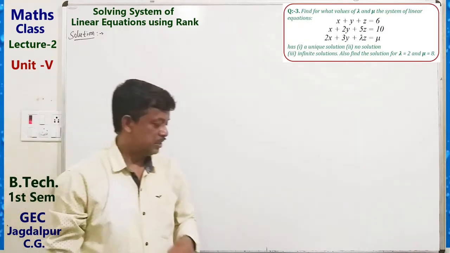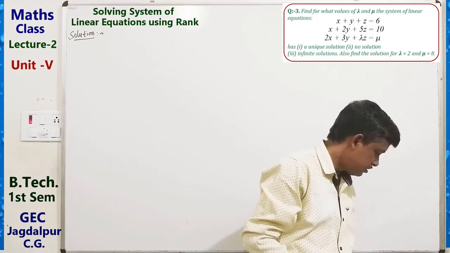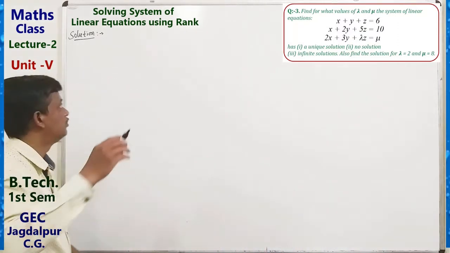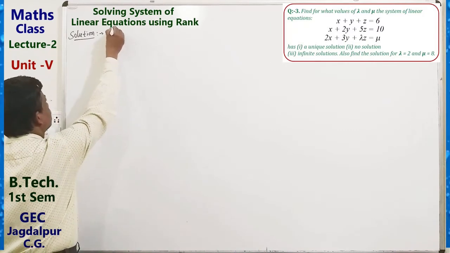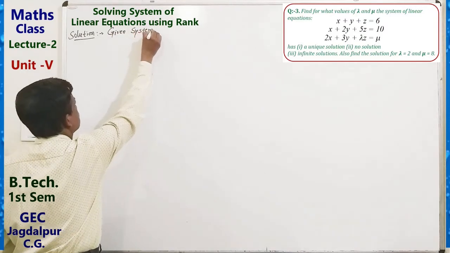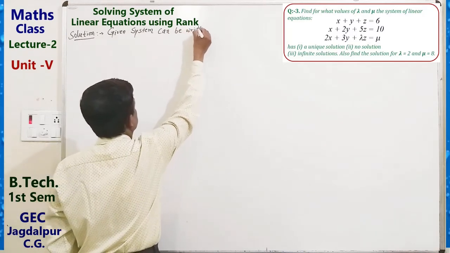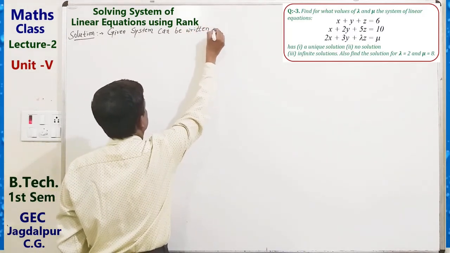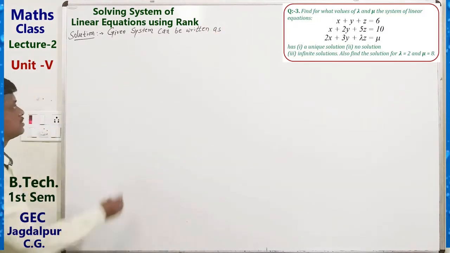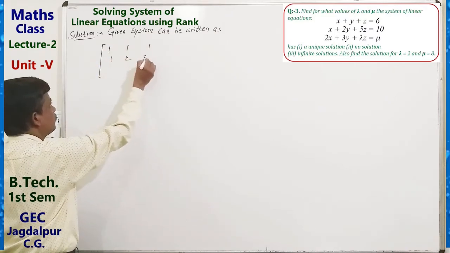Okay. So here the given system is 1 1 1, 1 2 5, 2 3 lambda. So the given system can be written as 1 1 1, 1 2 5.